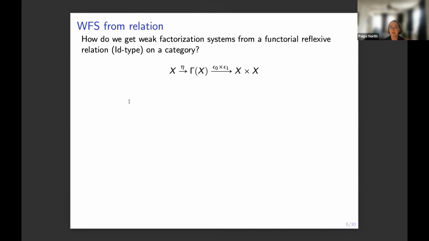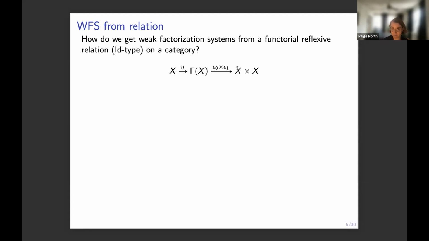So first of all, how do we go from having a relation, or you might call it an identity type, on a category to a weak factorization system? Suppose we have this kind of setup. For any object X, we have a new object, Γ X. We have a morphism here, which we can think of as pointing out the constant paths, and morphisms here that we can think of as projecting to the beginning point and the end point of the path.